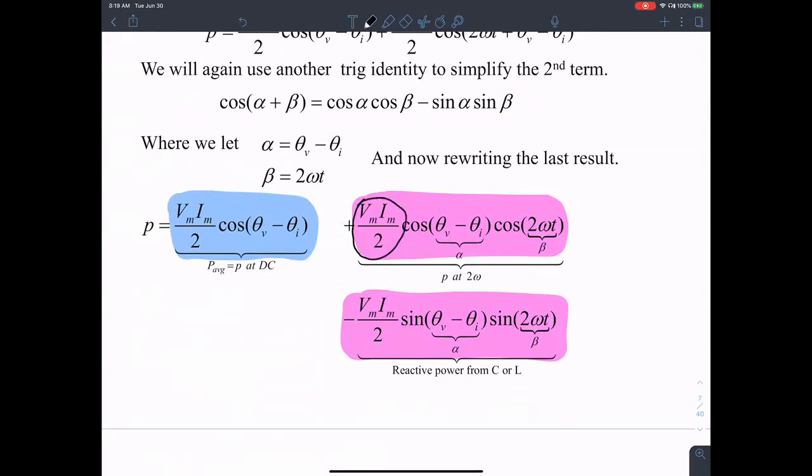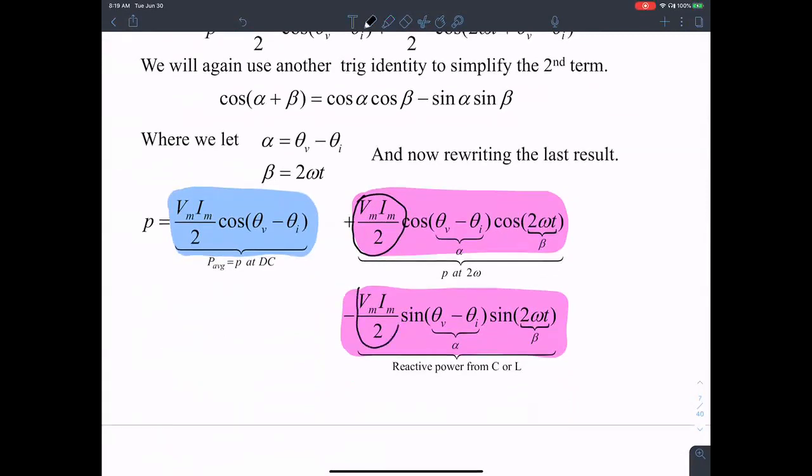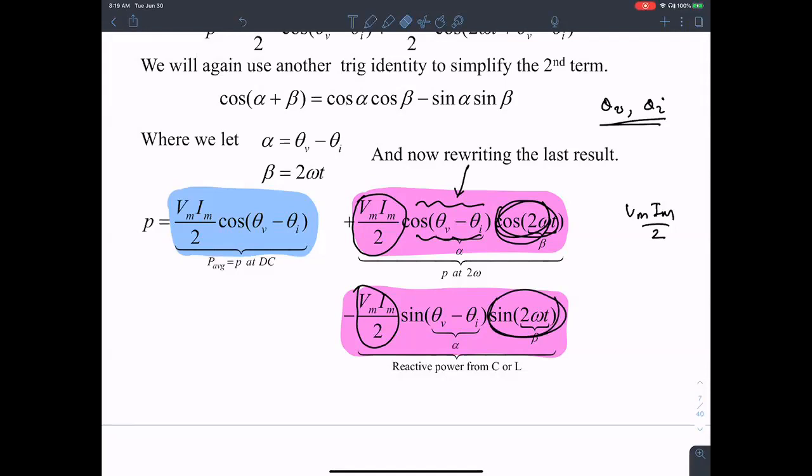There is Vm Im over 2. That seems to be present in all three terms, Vm Im over 2. Okay, that seems to be the common term in all three components. Then there is a cosine of theta v minus theta I, so this guy is constant as well, as long as theta v and theta I are not changing. This guy is not changing with time. So there is a cosine 2 omega t, and there's a sine 2 omega t term. Okay.